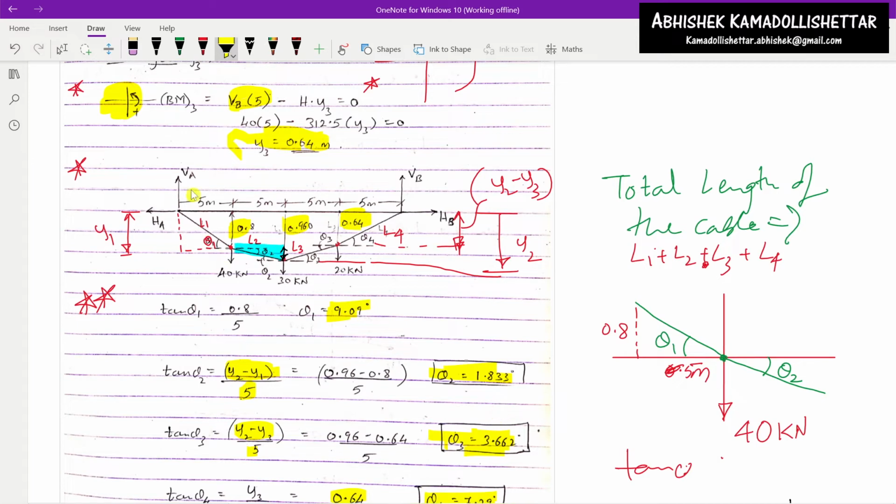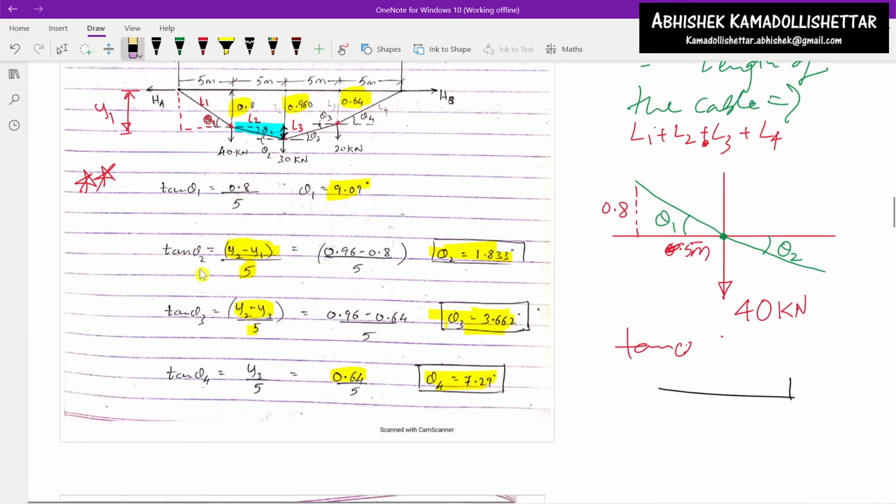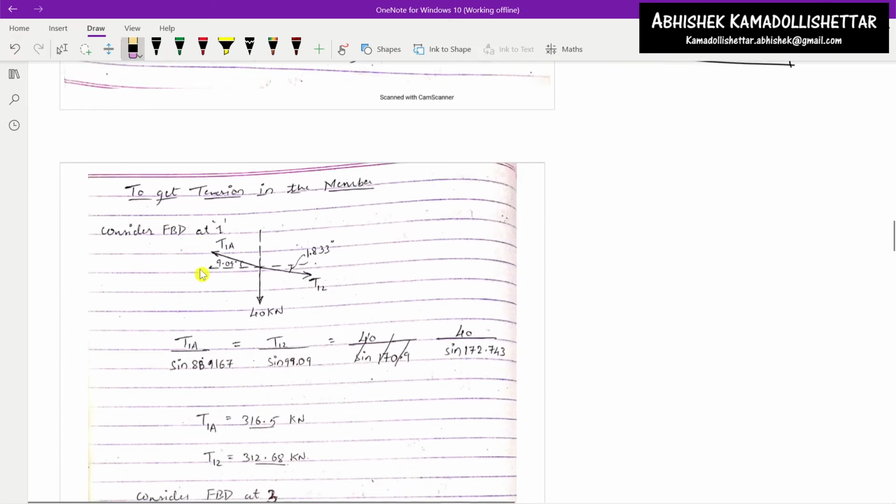Okay, so I hope everything is clear here. It is very clear and it is systematically written also. I hope that is not a problem. Now I will show why we have calculated all the thetas, which will be understood here. Now let us draw the free body diagrams.